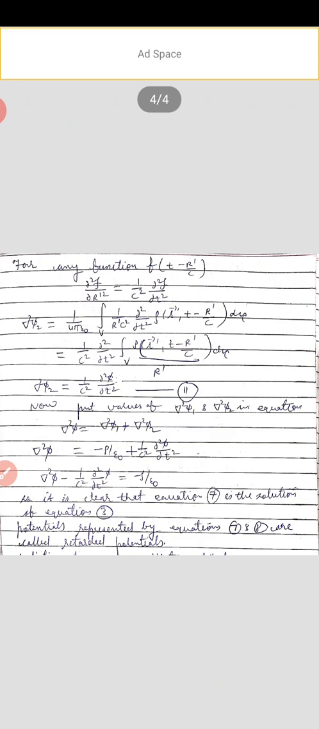So we can write ∇²φ₂ = 1/(4π ε₀) ∫ (1/r') (1/c²) ∂²/∂t² ρ(r', t − R/c) dτ. And finally we get ∇²φ₂ = (1/c²) ∂²/∂t² ∫ ρ(r', t − R/c) / R' dτ, and ∇²φ₂ = (1/c²) ∂²φ/∂t².